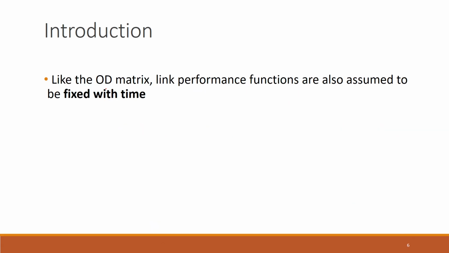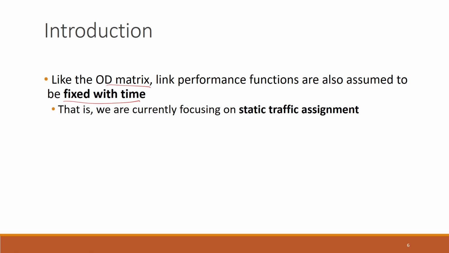Like the origin destination matrix, link performance functions are also assumed to be fixed with time. So we'll be assuming that the link performance function for every link will stay the same. There will be no change there. When the origin destination matrix and the link performance functions are assumed to be fixed with time, they come in the category of static traffic assignment.